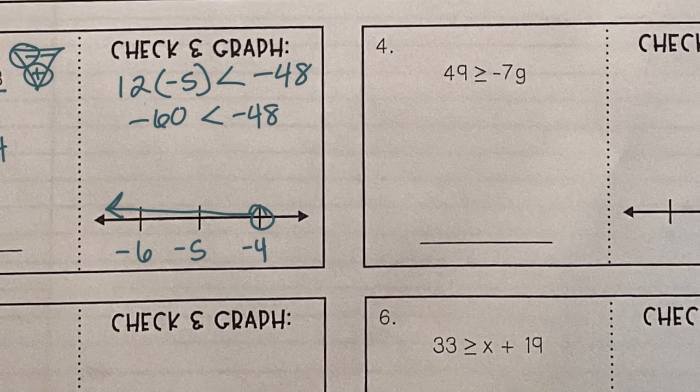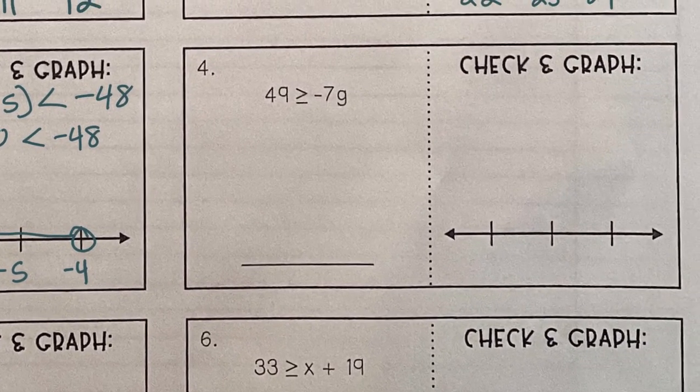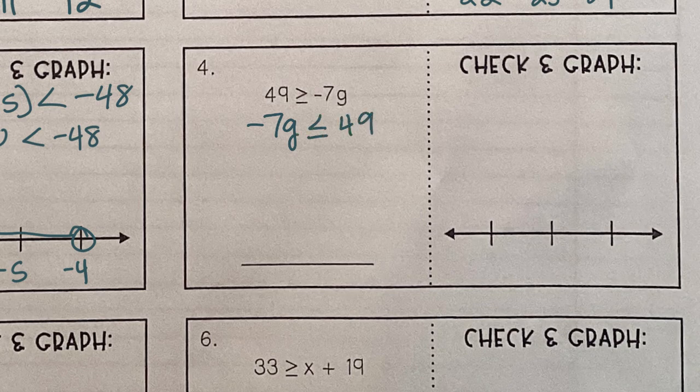All right, moving right along to this next one here. Okay, for number 4, I am going to again try and get my variable by itself. However, my variable needs to be on the left side. So I'm going to rewrite this problem as negative 7G. I know that my alligator mouth is eating the 49, so I'm going to keep it eating the 49 when I rewrite it. Okay, now I'm going to solve.